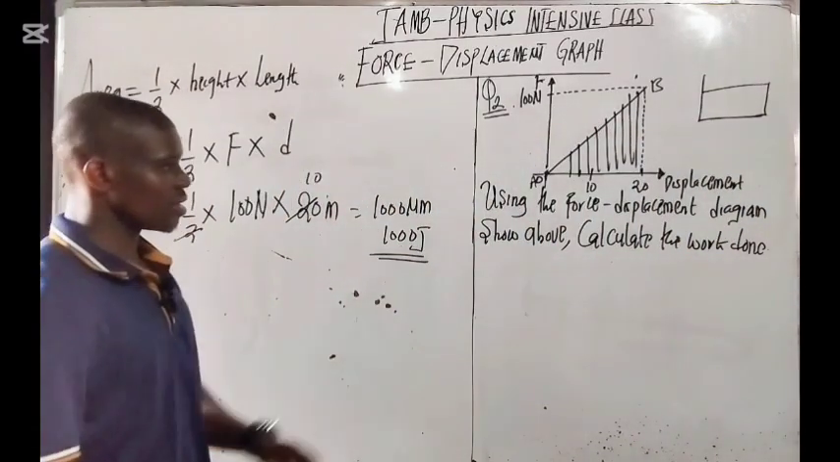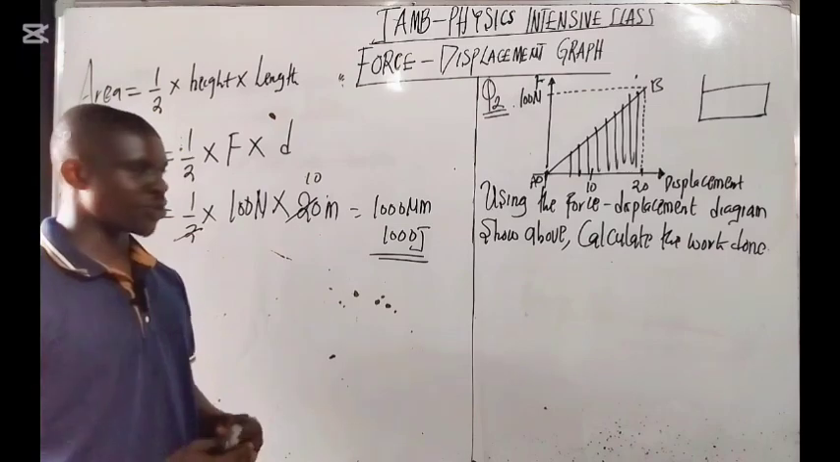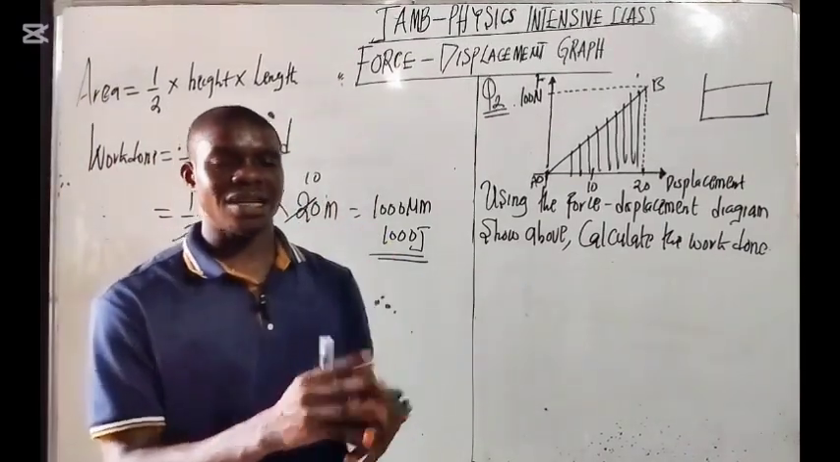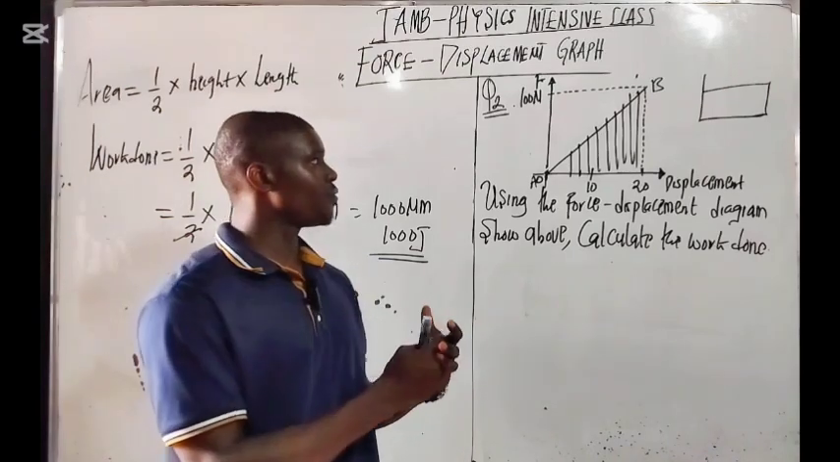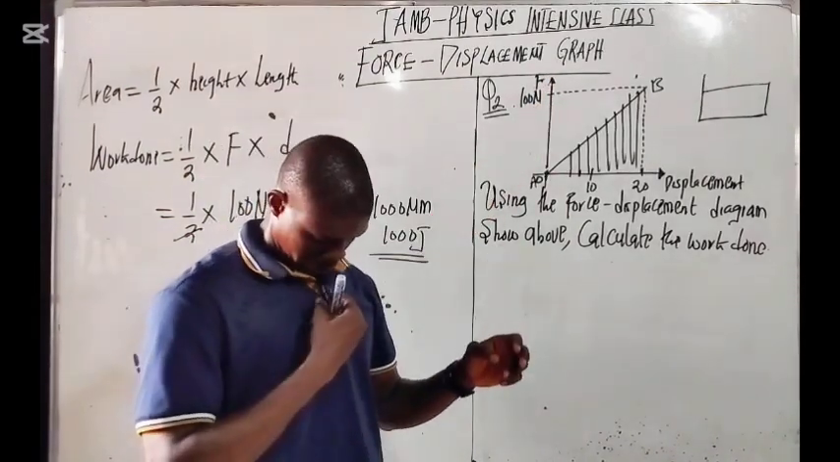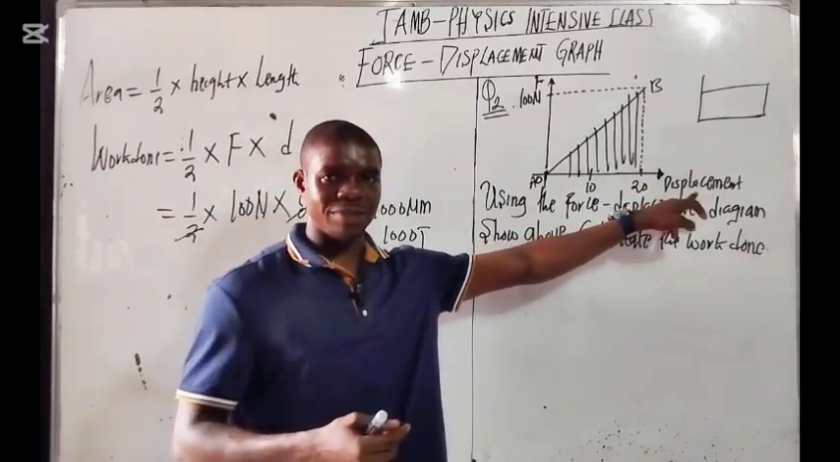Hope you understand. You can see how easy it is here. So from the shape of the graph, you need to get the area. From that area, you now figure out your value of the force and your value of displacement, right?